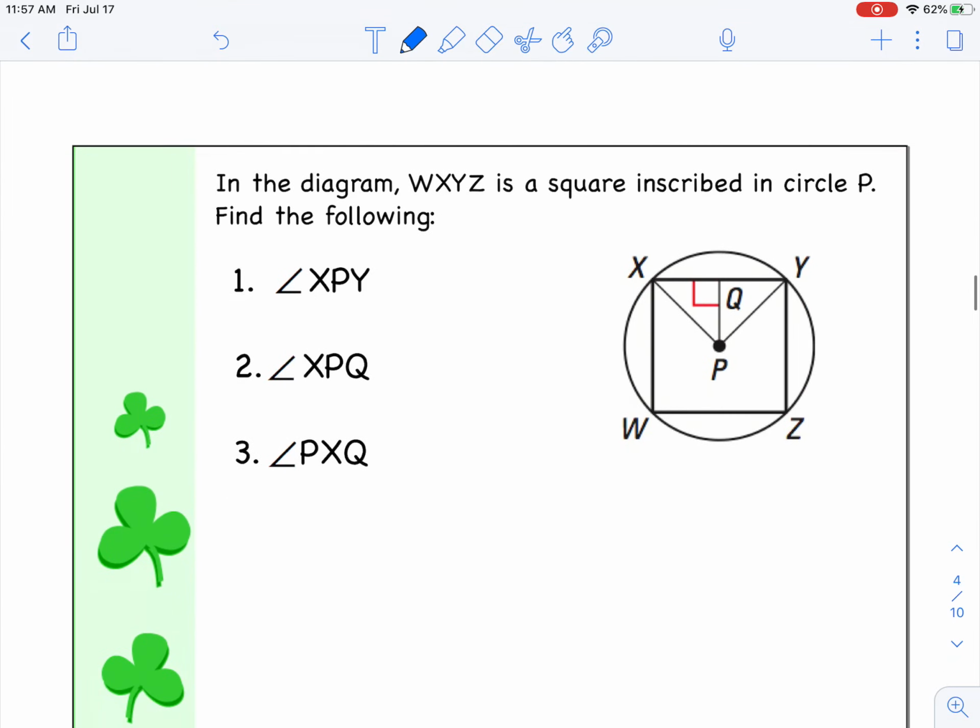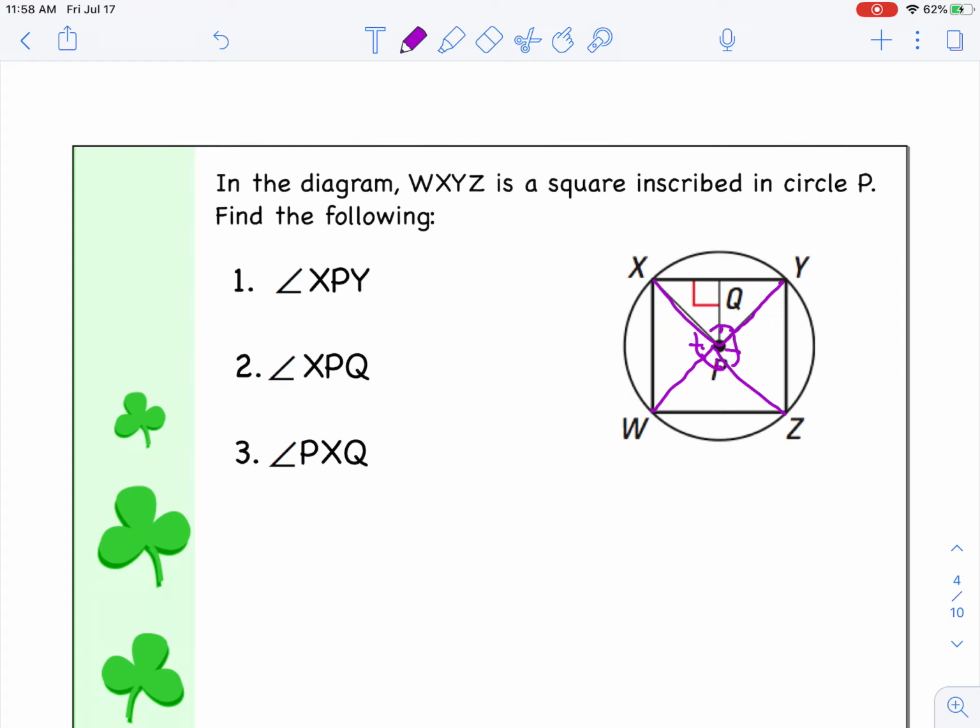So sometimes we're going to have to use trig or our 45-45 or 30-60-90 relationships. So first of all, let's work on calculating that angle in here. So let's use the information about those isosceles triangles and that altitude or apothem. So in the diagram it says WXYZ is a square inscribed in circle P. Find the following: angle XPY. So we want to find angle XPY right here.